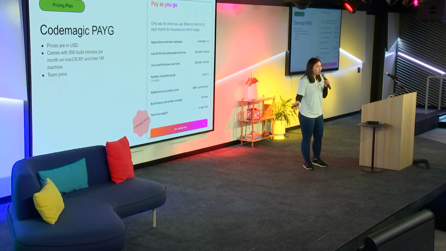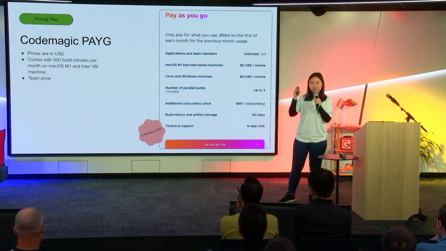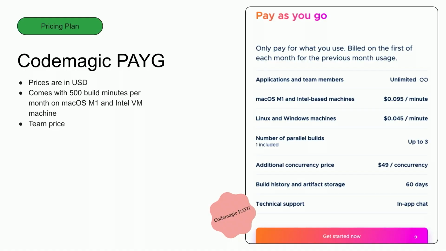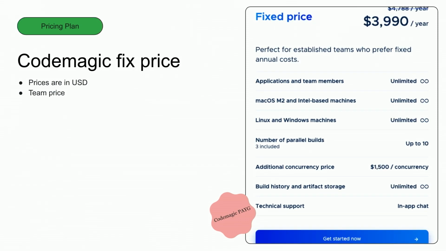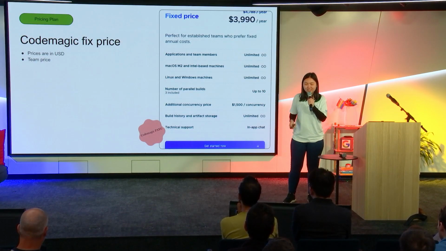Now, looking at Codemagic. Codemagic will give us 500 build minutes per month. These build minutes are on macOS M1 and Intel VMs. So what I'm targeting in Codemagic is the macOS version. And this is very suitable for us. And with the fixed price, if anyone is rich enough to pay $3,990 per year, we are not that rich.